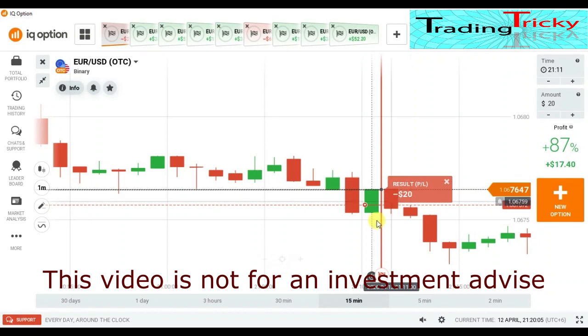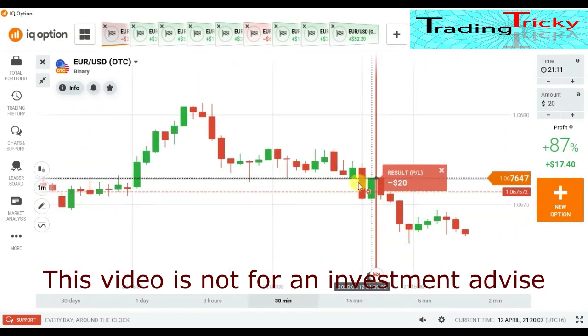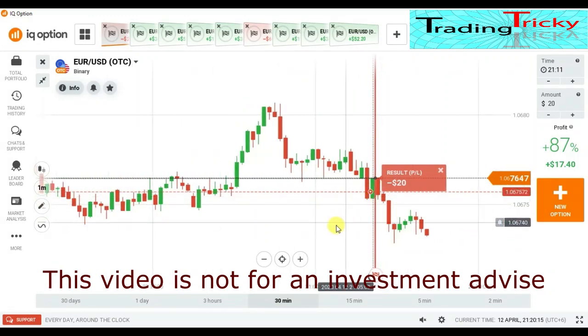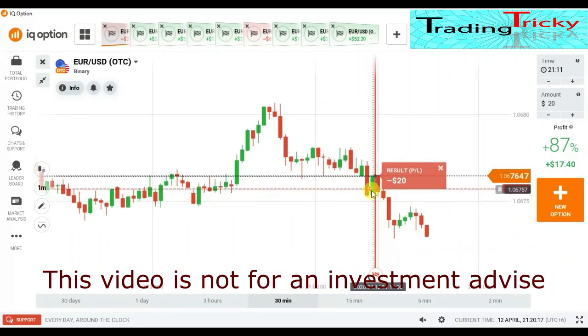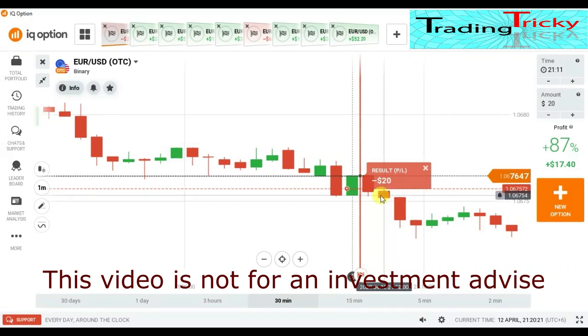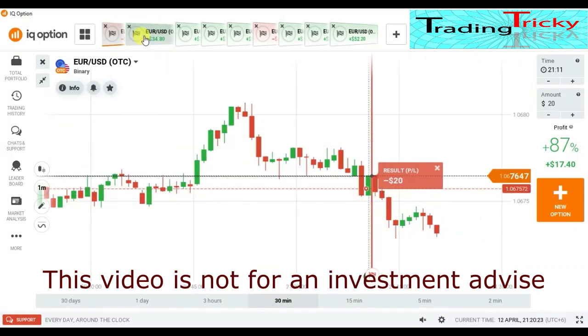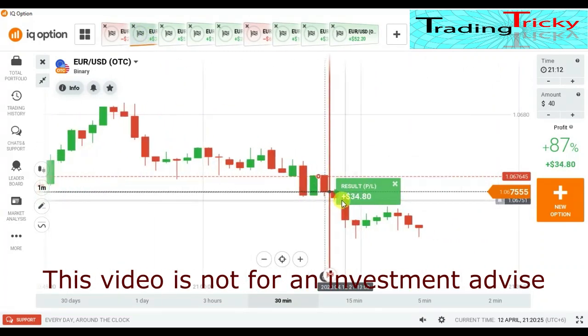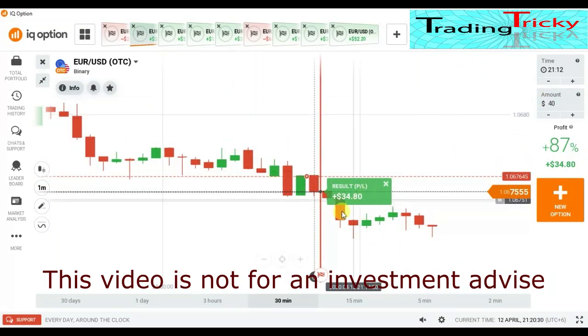First trade, I lost. I thought this was the breakout candle and there were strong sellers. That's why I placed a lower option, but I lost because suddenly strong buyers entered. So I lost. And on the next trade, on the next candle, I increased the amount from 20 to $40.